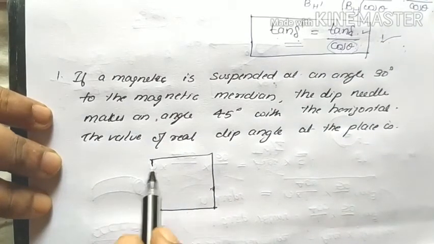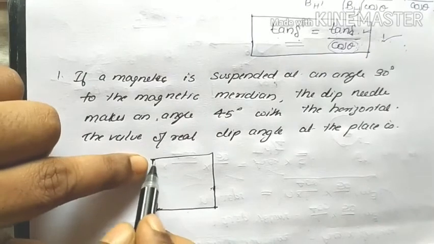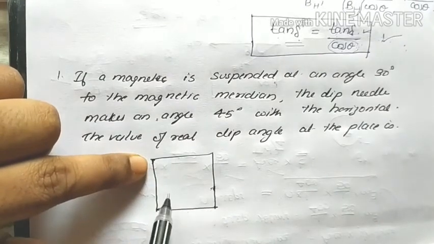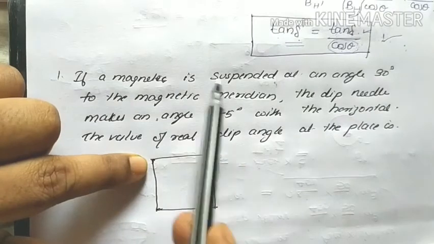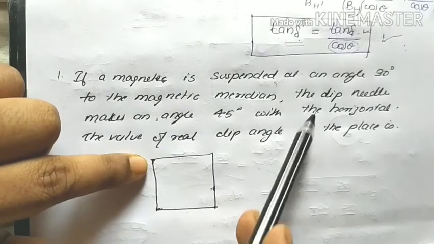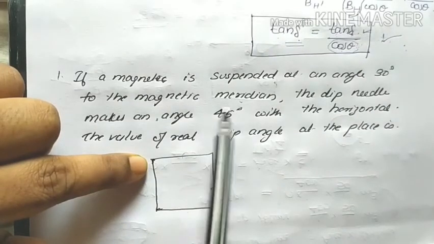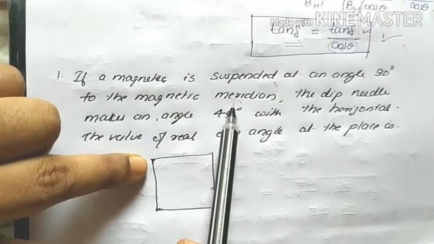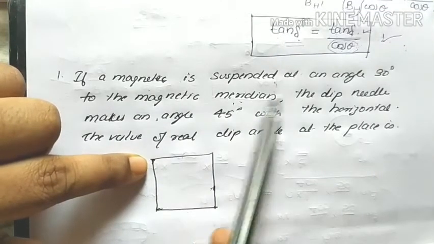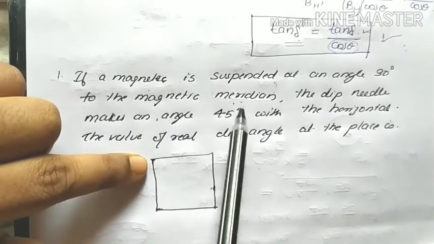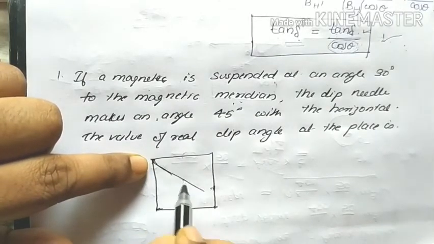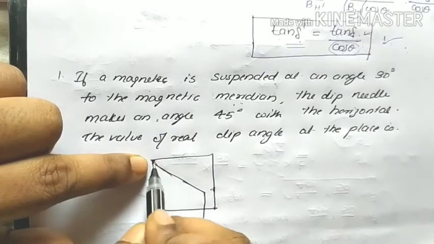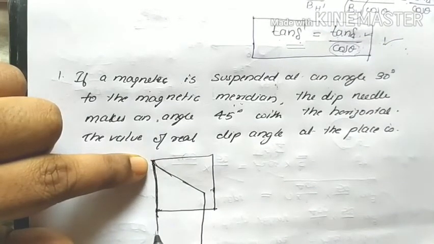I hope you understand the question. See guys, there is a magnetic needle. That needle is not lying on the magnetic meridian, because if it had been lying on the magnetic meridian, you would not say that the needle is making 30 degrees to the magnetic meridian. They would have told horizontal or vertical, etc. You have told that the magnetic needle is suspended at an angle of 30 degrees to the magnetic meridian, which means there is a needle lying in another plane other than our magnetic meridian.